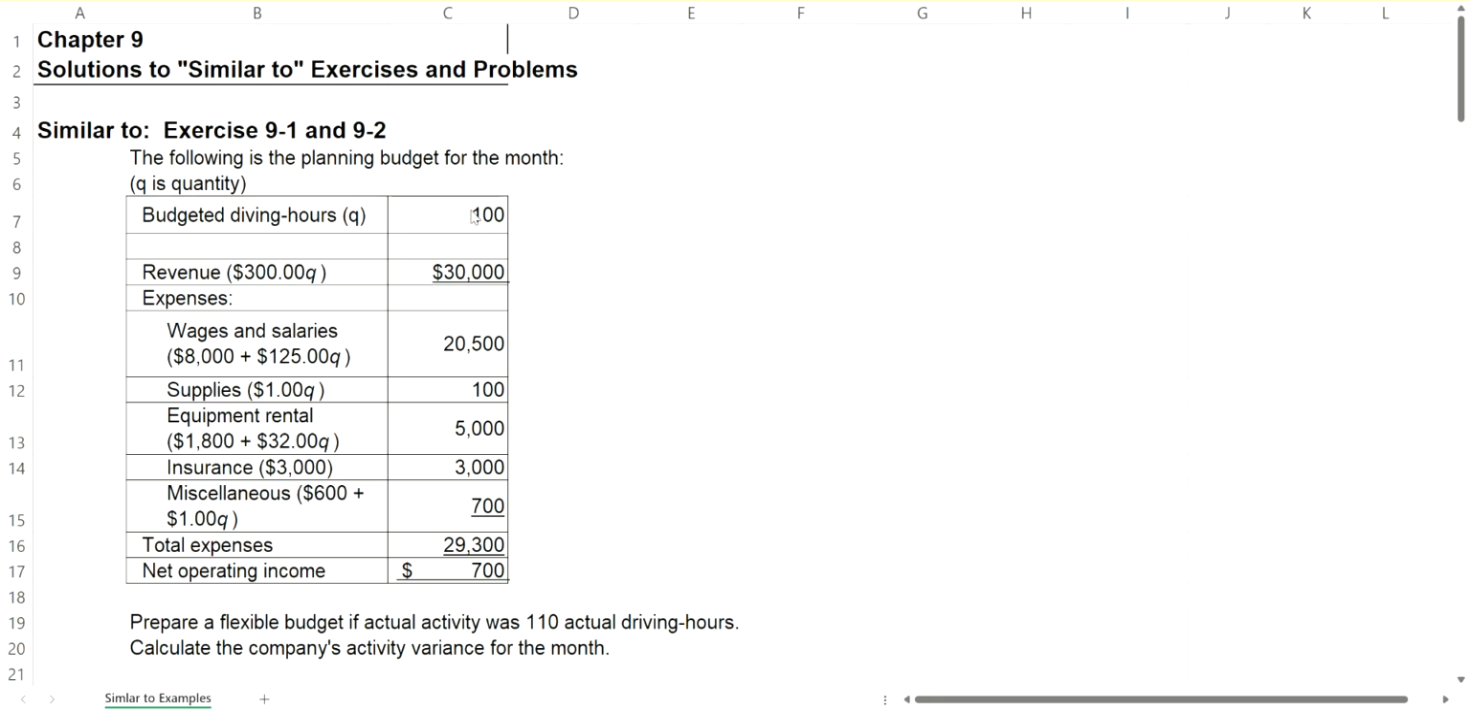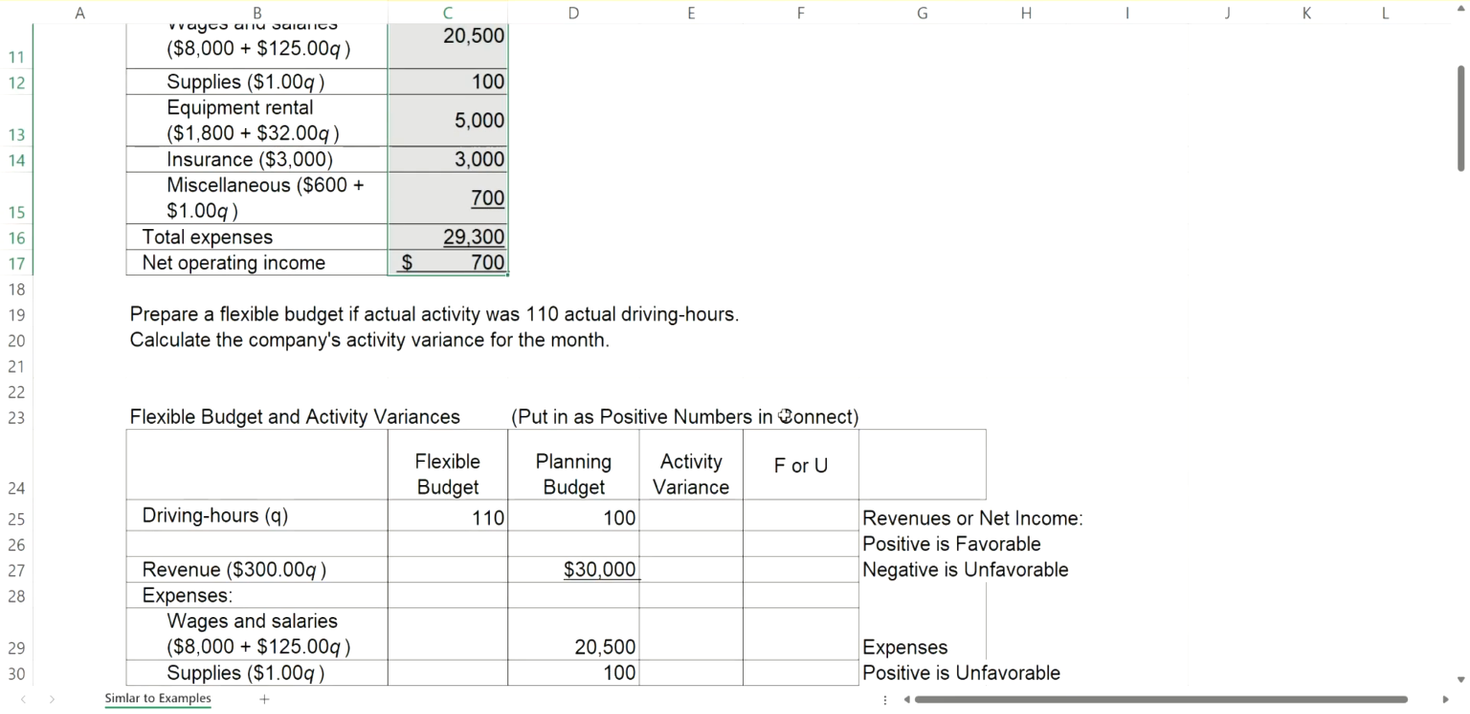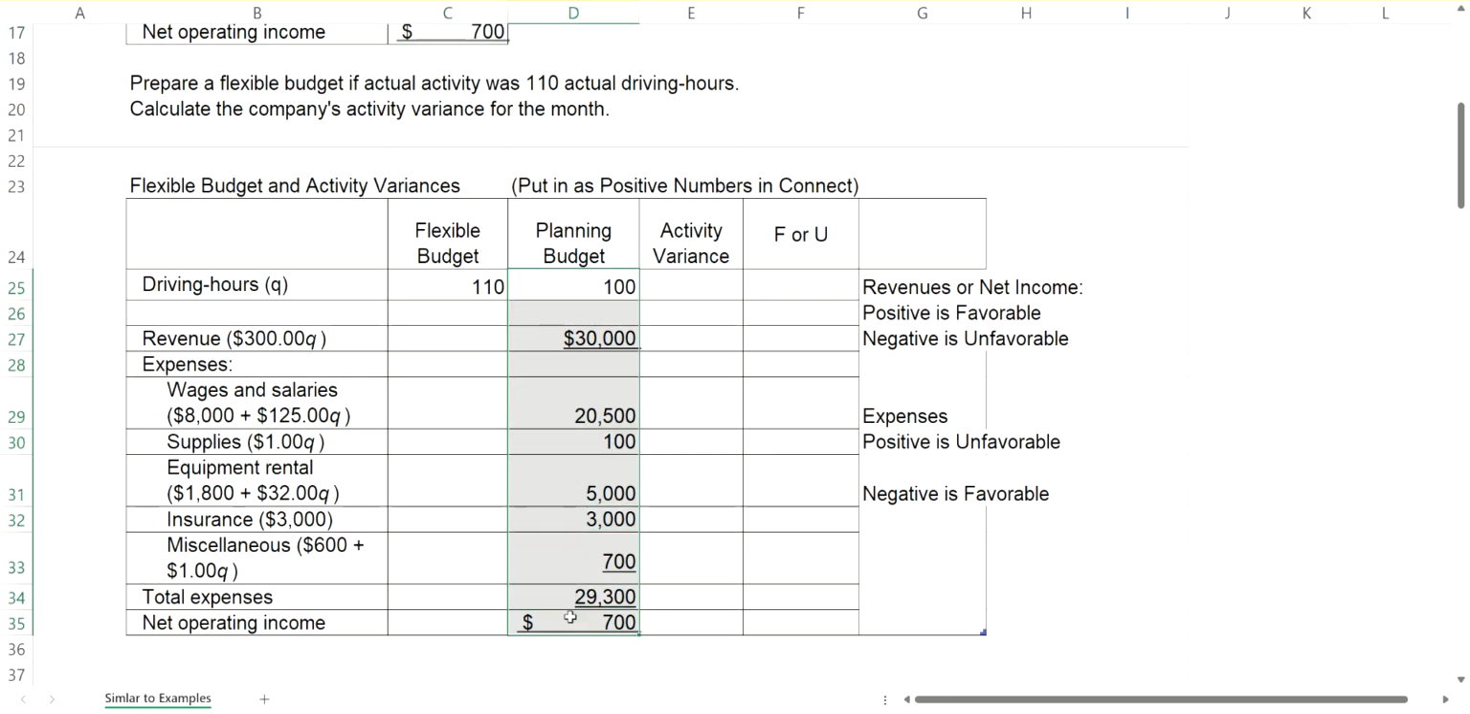Okay, assume the following planning budget was developed for you based on the quantity, that's what Q stands for, of 100 driving hours. You're given the revenues and expenses. So I took this information and copied the exact same numbers into the column that says planning budget, because that's our planning budget. Next, we're going to prepare the flexible budget if actual activity was 110 actual driving hours instead of 100, and then we'll calculate the activity variances as favorable or unfavorable.